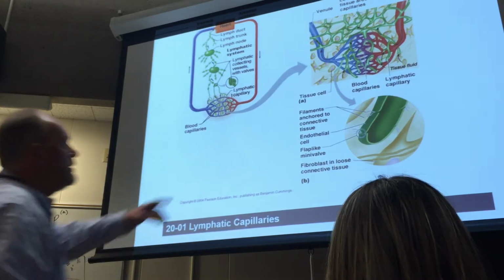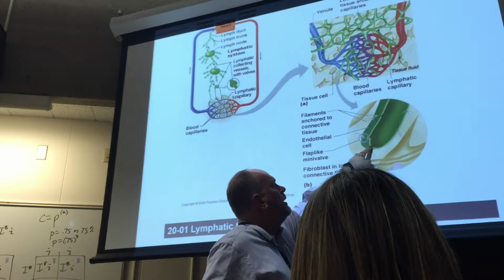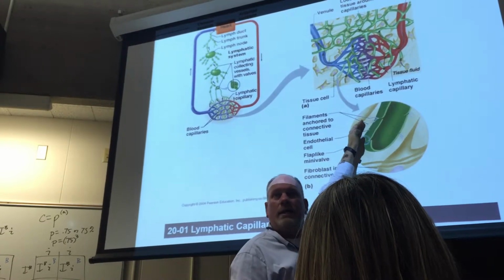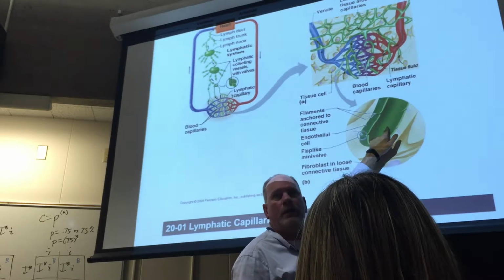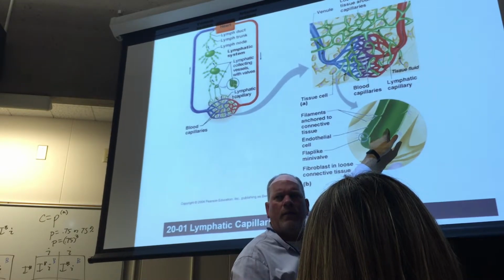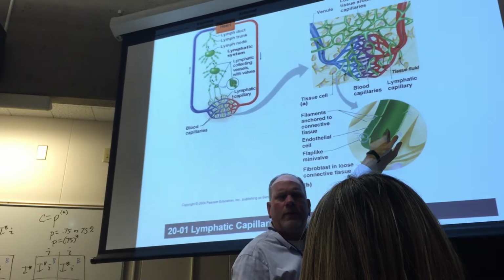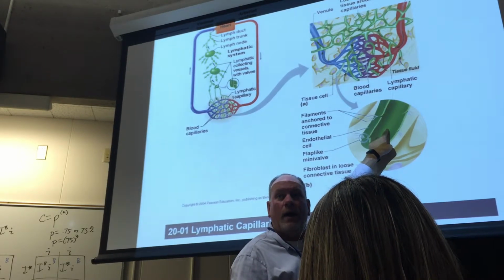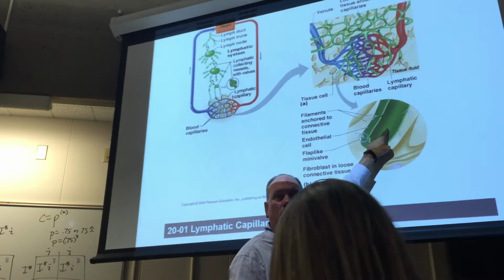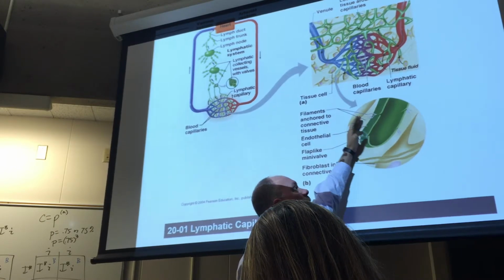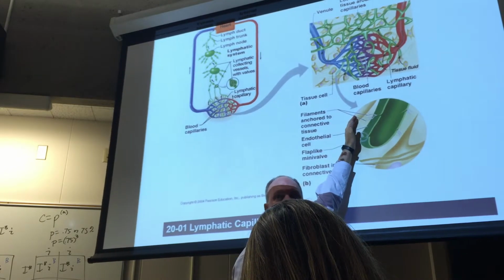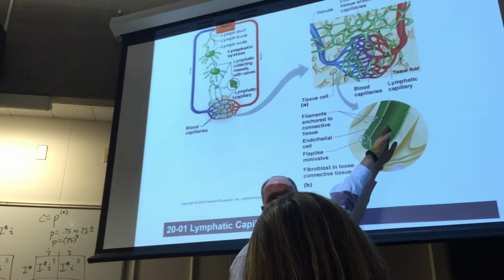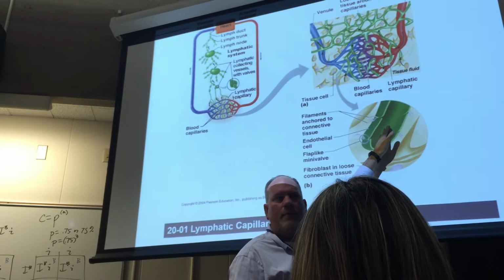And then once it's out in the tissue, we have to recollect it. If waste is high in the tissue and it's low in here, do things move low to high or high to low? They move high to low. Write that down. So anything high in the tissue, like waste and fluid, will move into this very permeable capillary.